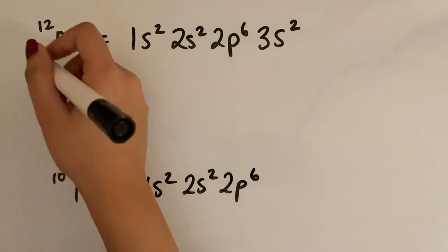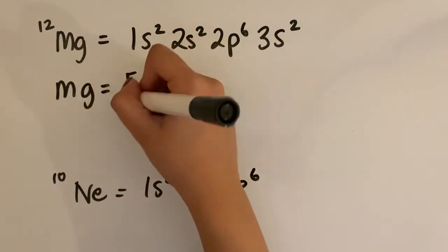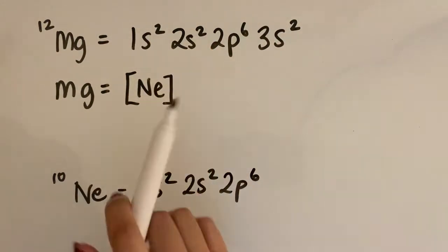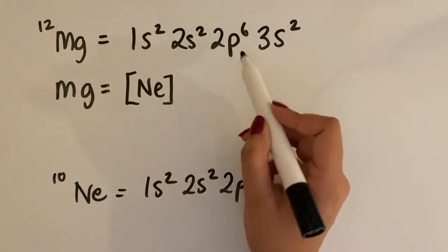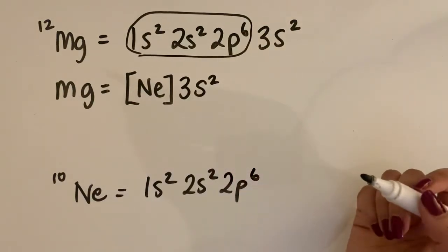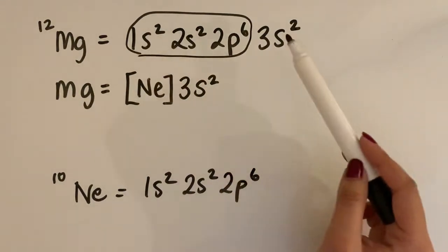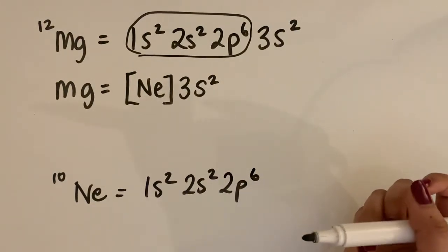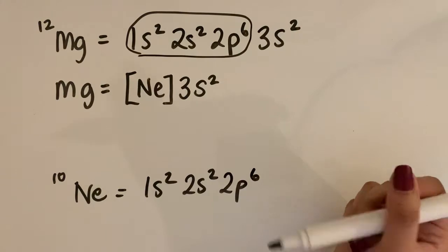To show my shorthand configuration for magnesium, I can put neon, the symbol for neon, in square brackets. That means that all of this is symbolized over here: the electron configuration for neon, plus 3s2. So this is the shorthand configuration that we can use by using the noble gas configuration. For magnesium, rather than writing all of that out, you can just write neon and then 3s2. But if in an exam they ask you for the electron configuration, make sure you write the whole electron configuration. Only if they ask you for the shorthand configuration should you do this.